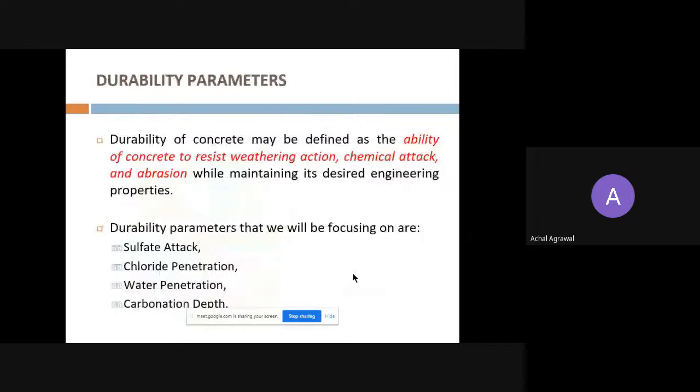As I already told you, we have only considered the durability parameters of concrete. Durability, in simple words, is the ability of concrete to resist weathering action. There can be any number of parameters to consider to measure the durability of a concrete, but in this review we have considered only 4 parameters: sulfate attack, chloride penetration, water penetration or permeability, and carbonation depth.